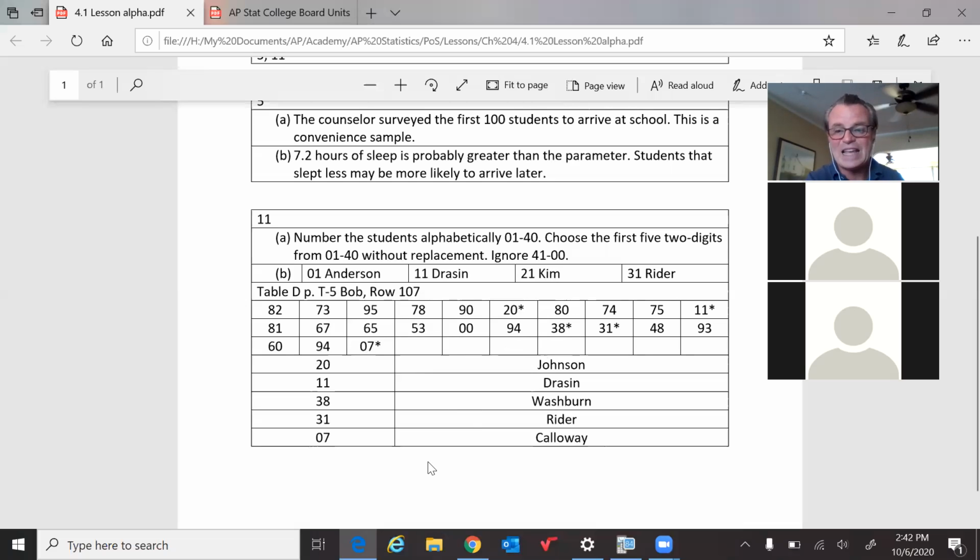And it's a table of random digits, meaning on the College Board formula sheet, which is in the resources folder on Canvas, part of that has a table of random digits. Okay? So that is the alpha lesson for 4-1.